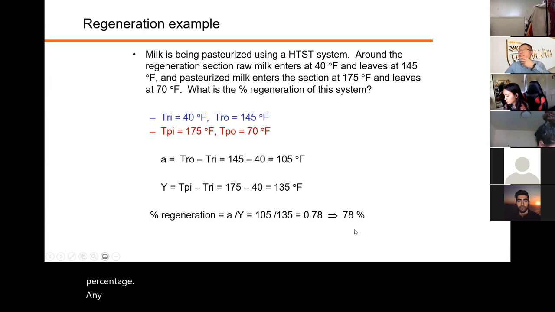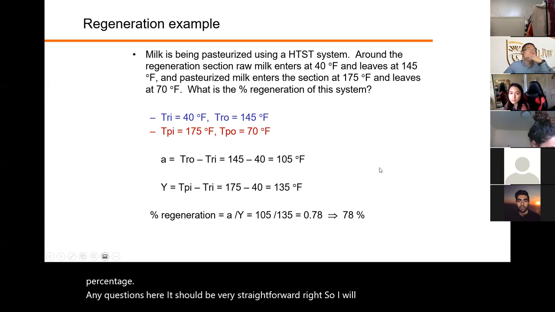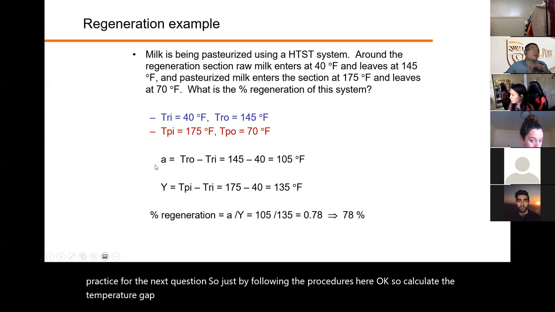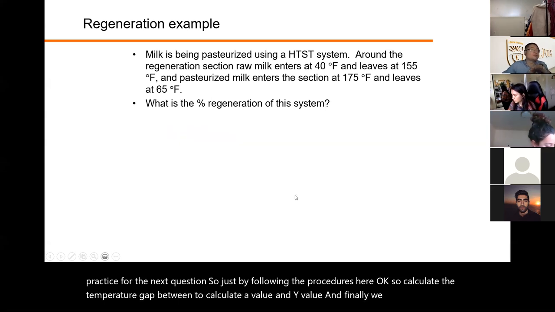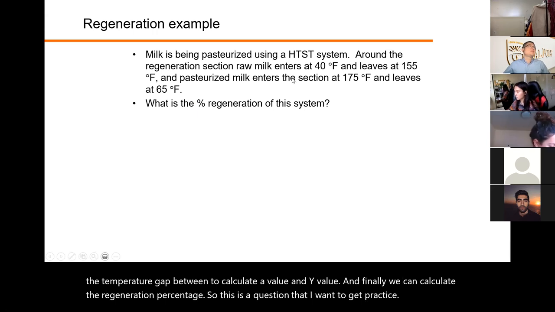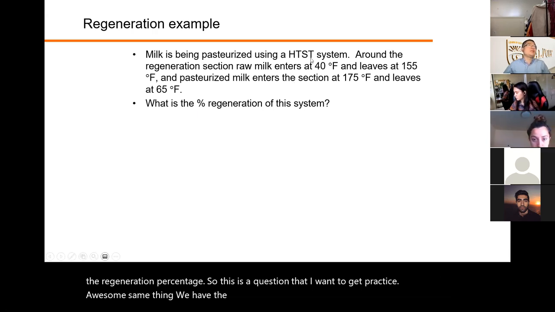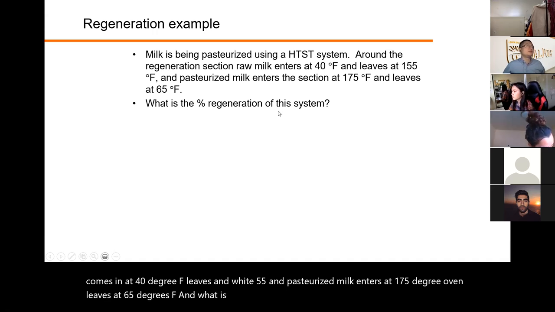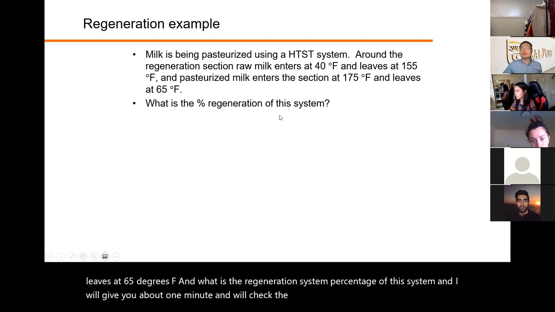Any questions here? It should be very straightforward, right? I will give you a chance to practice with the next question. Just follow the procedures here: calculate the temperature gap to get the A value and Y value, and finally calculate the regeneration percentage. This is a question I want you to practice. Same thing, we have an HTST pasteurization system, and the raw milk comes in at 40 degrees F, leaves at 155, and the pasteurized milk enters at 175 degrees F and leaves at 65 degrees F. What is the regeneration percentage of this system? I will give you about 1 minute, and we'll check the answer afterwards, okay?